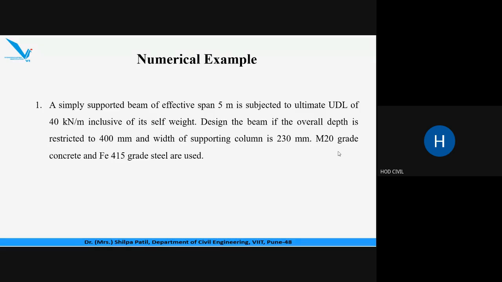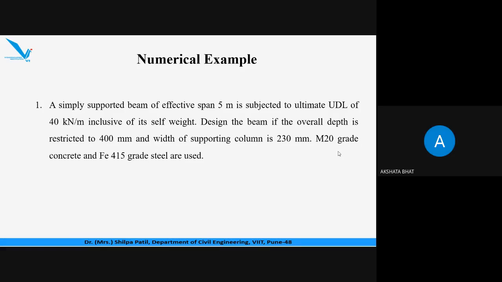Okay, so have you noted down the problem statement? Students? Yes, ma'am. Okay, everybody has written now?